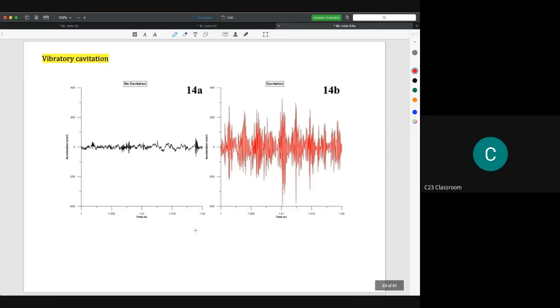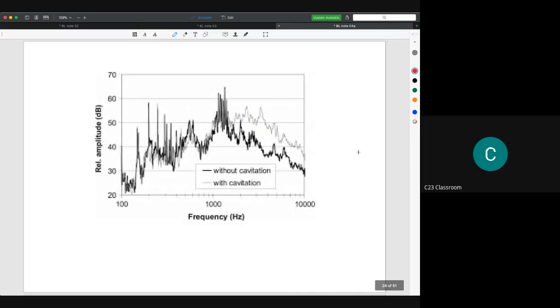And this is the vibration. The cavitation starts with vibration, because we have fluctuation maybe. We could see in the graph that the vibration without cavitation is like this, but the vibration with cavitation shows acceleration or fluctuation that is very obvious compared to no cavitation. So this is without cavitation, and this is with cavitation.